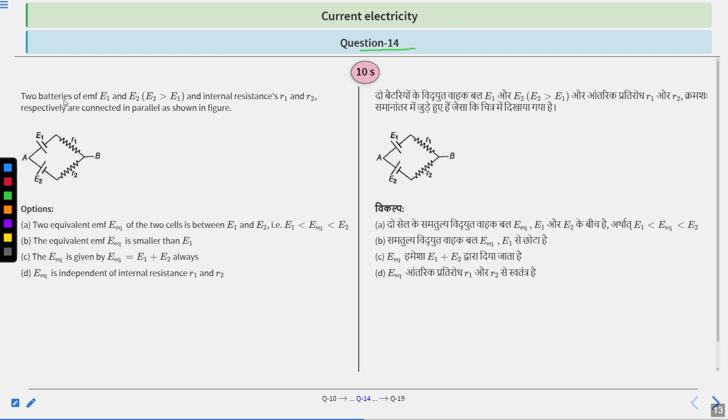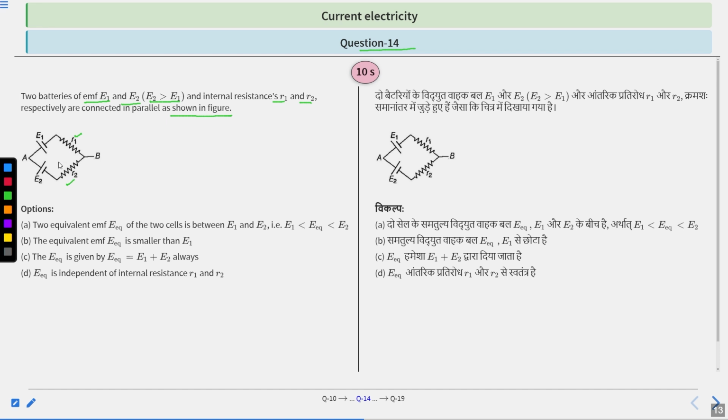Question is, two batteries of EMF E1 and E2, where E2 is greater than E1. This is the condition. And internal resistances R1 and R2 respectively are connected in parallel as shown in the figure. This is the internal resistance.